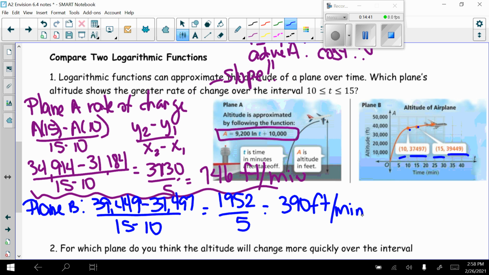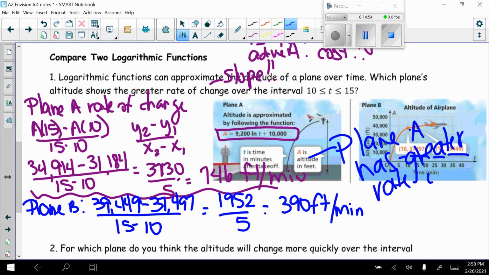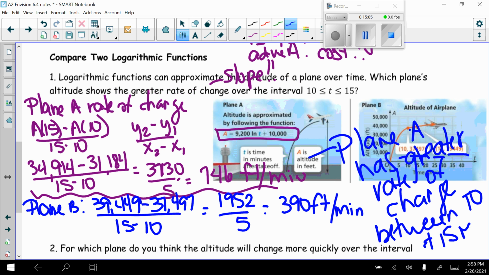It says which plane's altitude shows the greater rate of change? Plane A, right? Plane A has the greater rate of change between 10 and 15 minutes, 746 feet per minute.